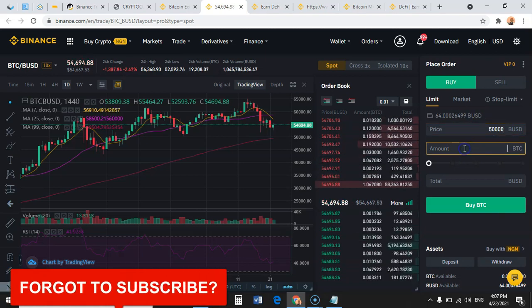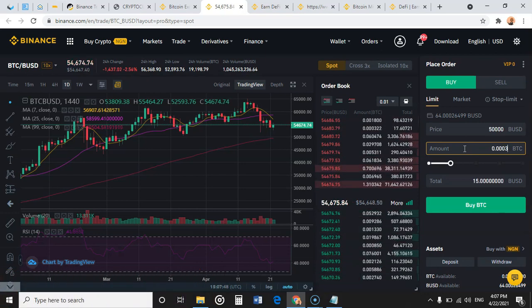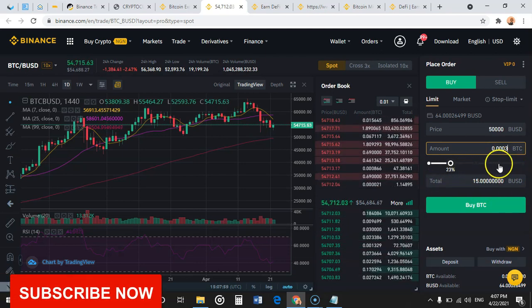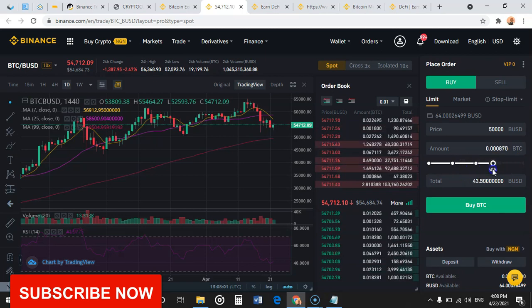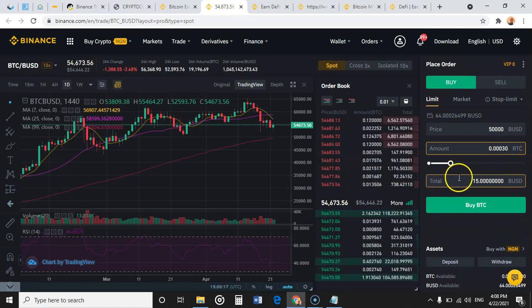Then the question is, how much Bitcoin do you want to buy? You can just come here and type something like 0.0003 Bitcoin. Then it will cost you $15 to buy 0.0003 Bitcoin. But again, you don't have to do that. You can just use the slider scroll. As you're moving it up, it is increasing the total amount you can buy. Most people, for convenience, prefer to use the slider, but to be more specific, you can type in the value.